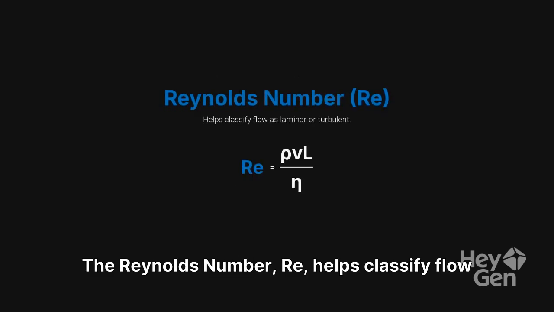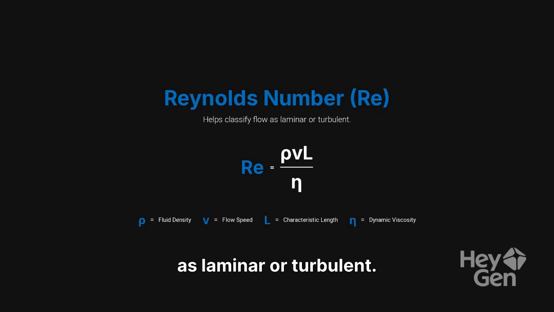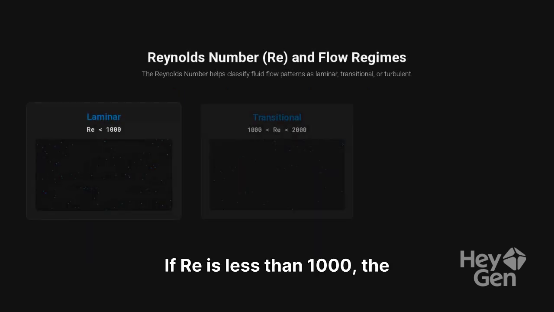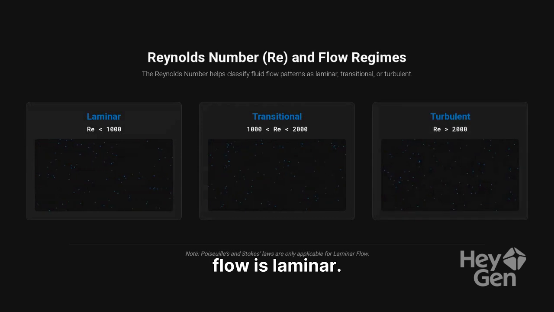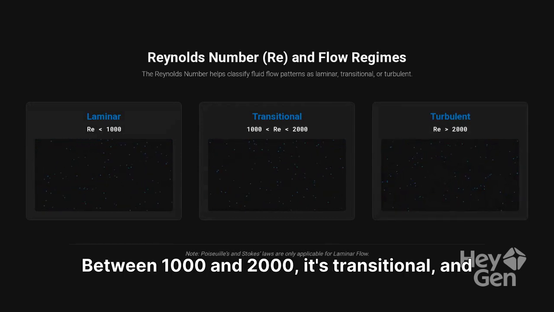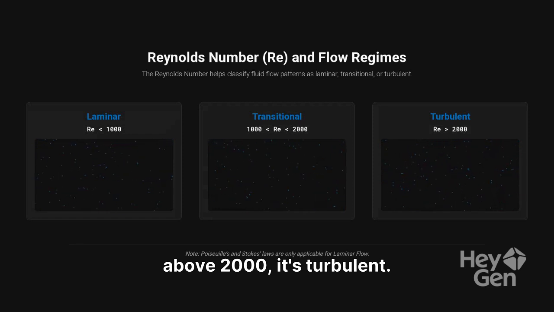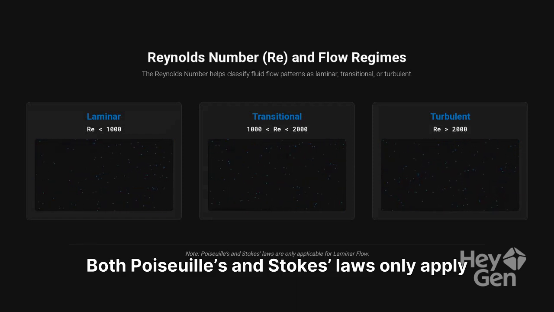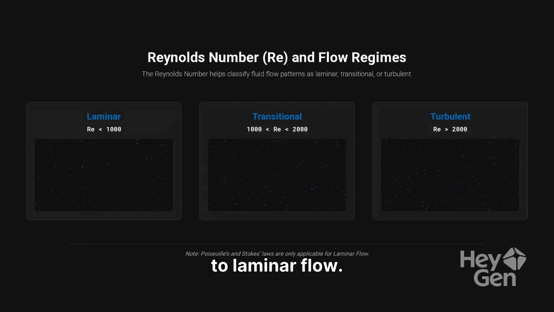The Reynolds number, Re, helps classify flow as laminar or turbulent. It is calculated as rho v D divided by eta. If Re is less than 1000, the flow is laminar. Between 1000 and 2000, it's transitional, and above 2000, it's turbulent. Both Poiseuille's and Stokes' laws only apply to laminar flow.